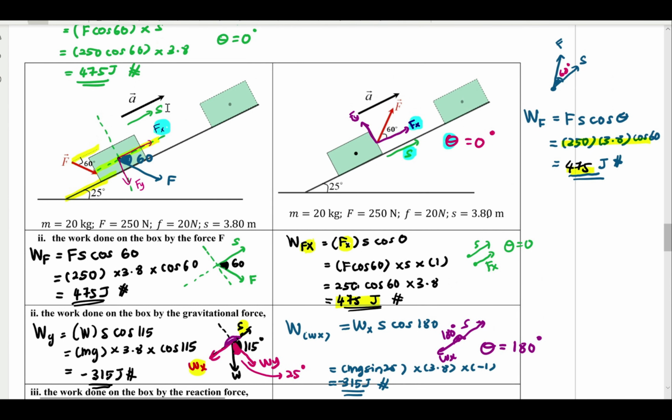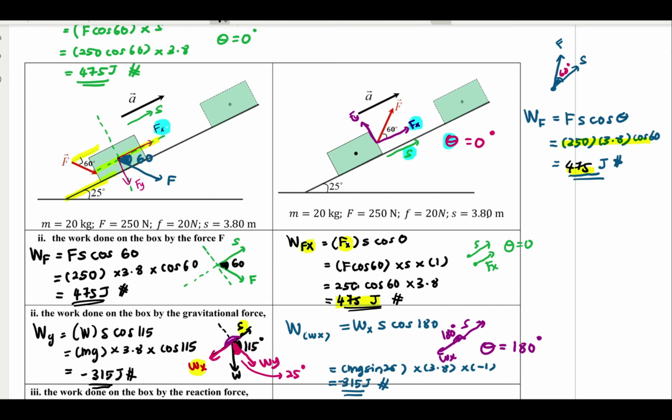Cumanya yang ni arrow dia ke sini. 60 degree to the surface. And this is also 60 degree to the surface. Kan? 60 degree to the surface. This is also 60 degrees to the surface. So you can prove here that the work done by the external force for the fourth diagram here should be equal to the third diagram, 475 joule.